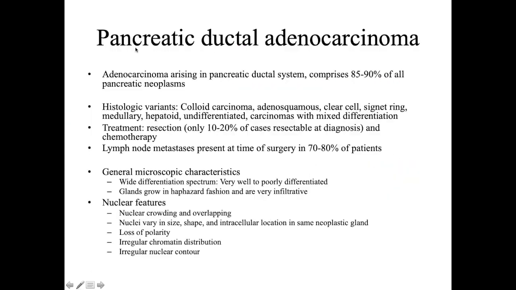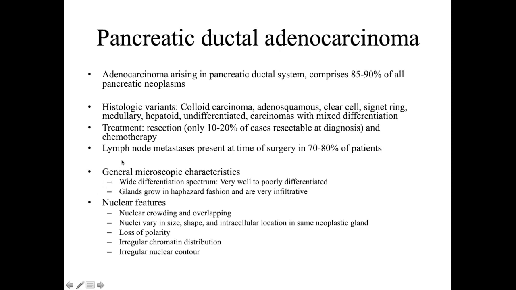So what we also saw is pancreatic ductal adenocarcinoma. It's an adenocarcinoma that's arising in the pancreatic ductal system. It comprises the majority of pancreatic neoplasms. There are multiple histologic variants: colloid, adenosquamous, clear cell, signet ring, medullary, hepatoid, undifferentiated, and carcinomas with mixed differentiation.